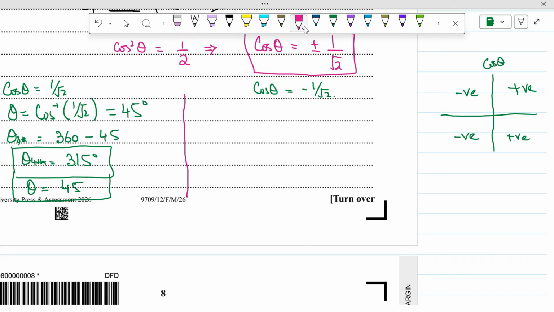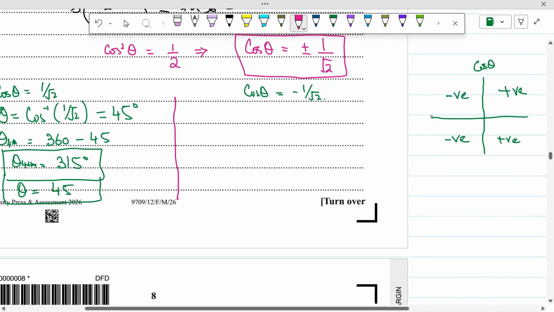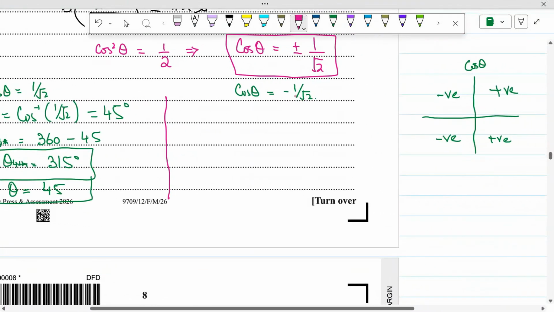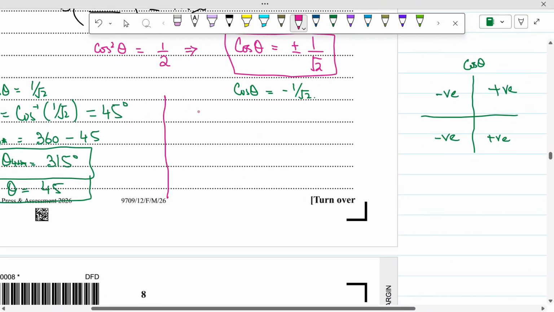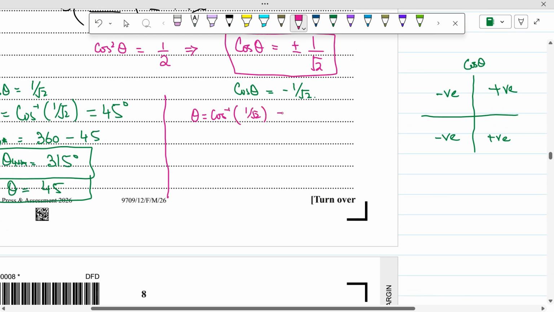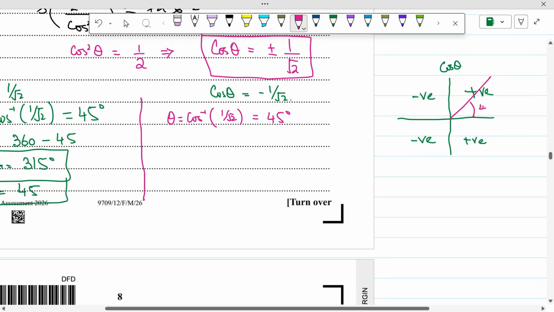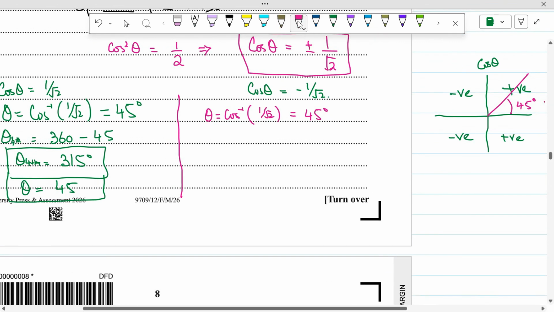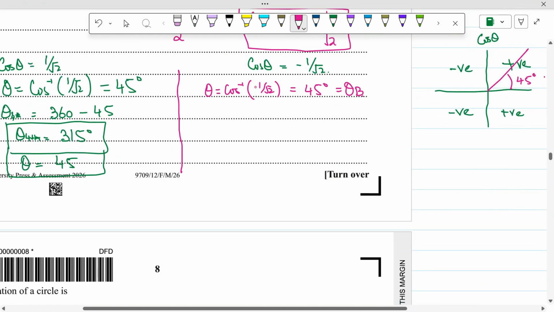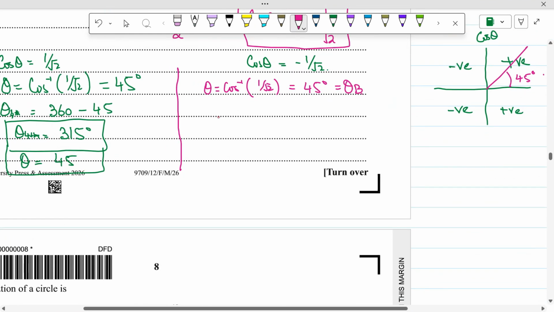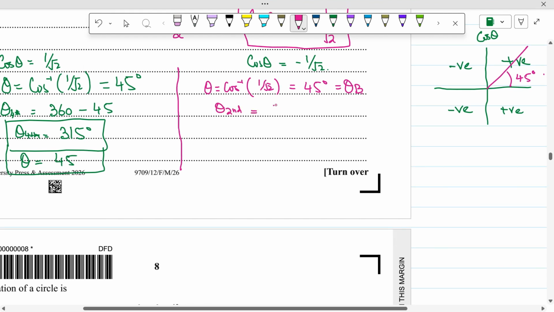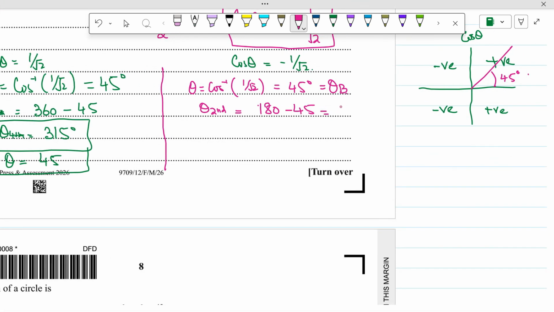Now this value is negative, so the angle should lie in the second and third quadrant. First we find the base angle, which corresponds to the positive value. For example, theta is equal to cos inverse of positive 1 over under root 2, which is equal to 45. So this is the angle in the first quadrant. This one is the base angle which has been calculated using the positive value. Now the angle in the second quadrant can be calculated by subtracting the base angle from 180, so 180 minus 45. So this one is equal to 135.